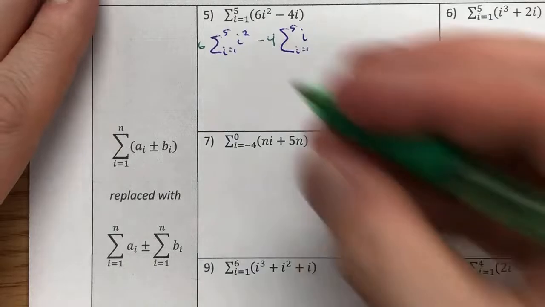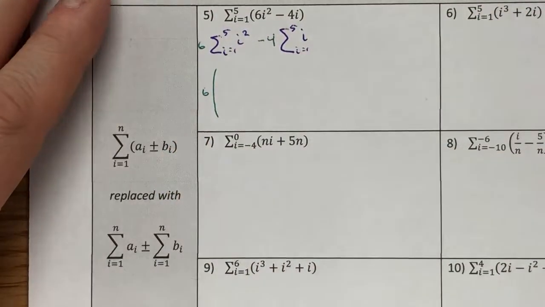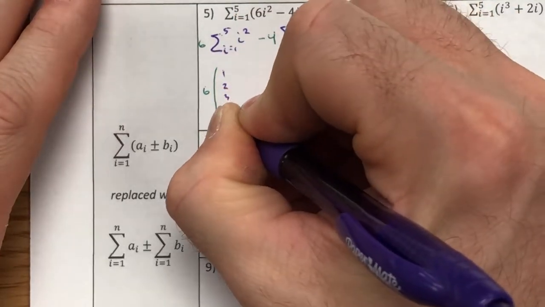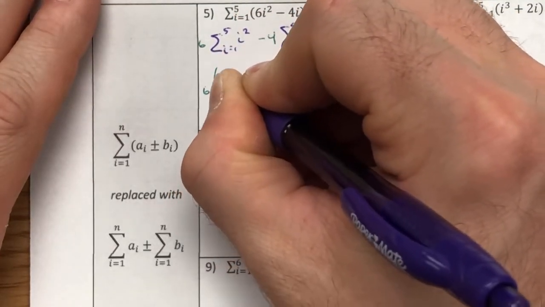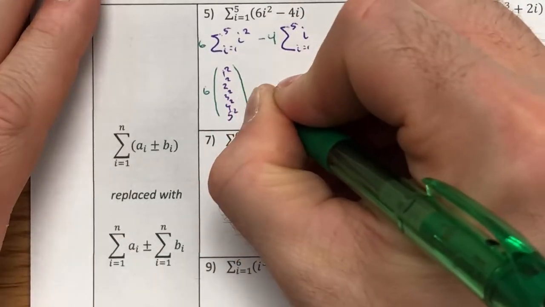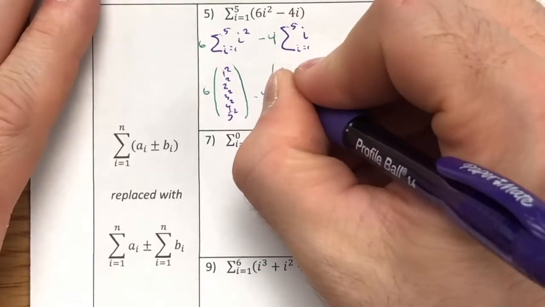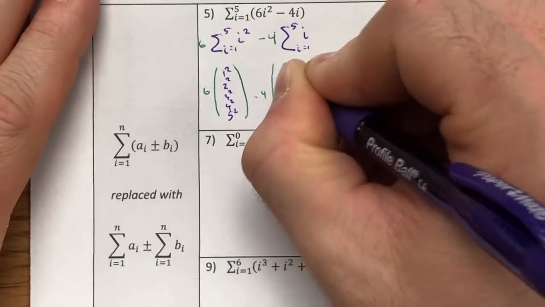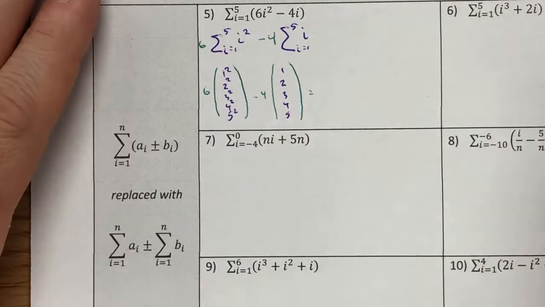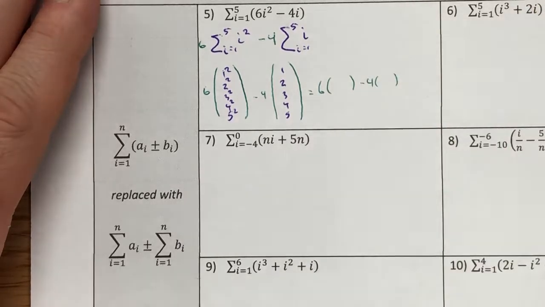This allows us to say, okay, what is 6 times, I'm looking at numbers 1 through 5, so 1, 2, 3, 4, 5, all squared, and I'm summing all of them up, minus 4 times the numbers 1, 2, 3, 4, and 5, all summed up, which is going to give us 6 times something minus 4 times something.